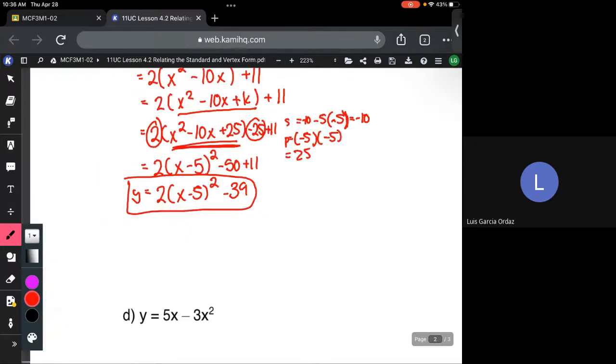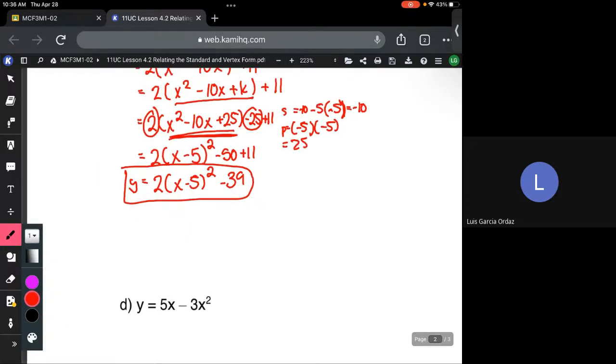Okay, I don't want to do D because I don't want to confuse you guys more, because there can be decimals, so we're not going to do D. Are we going to have decimals on the test? No.